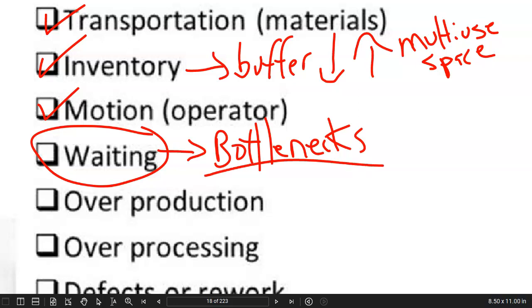The next waste that I want to take a look at are two that sound very similar, overproduction and overprocessing, but they're a little bit different. Let's take a look at each.